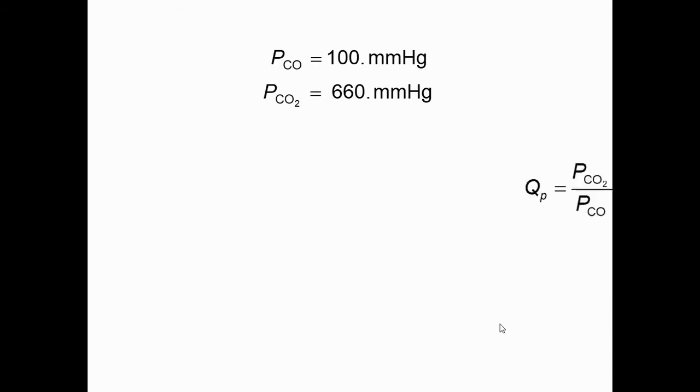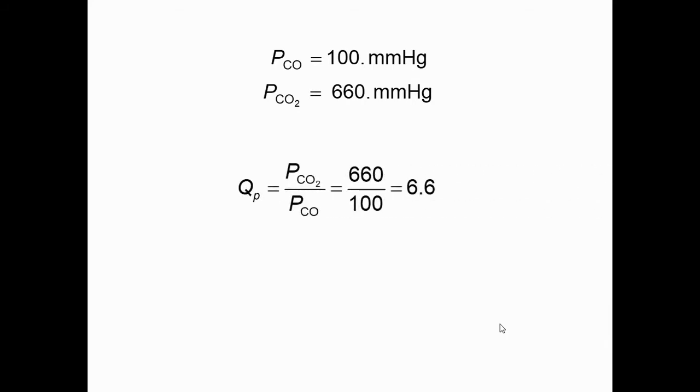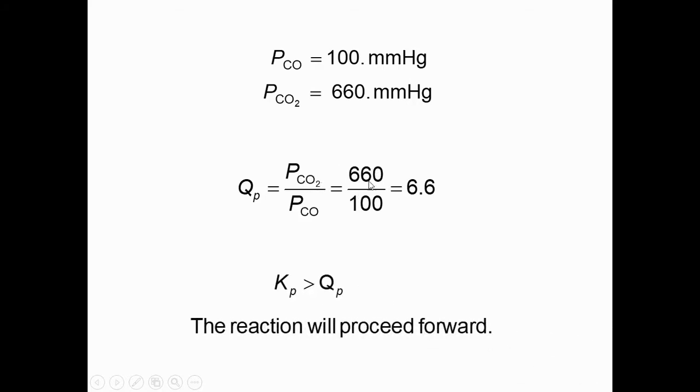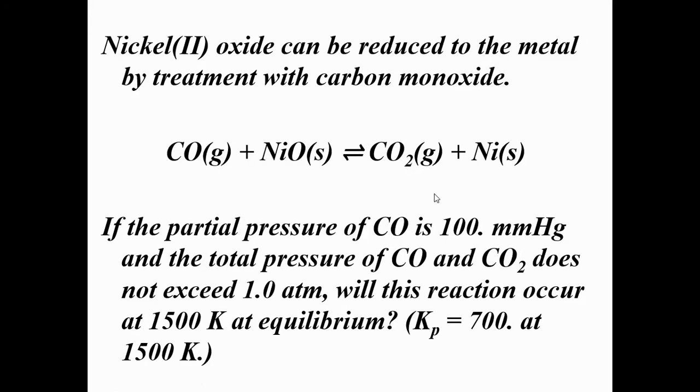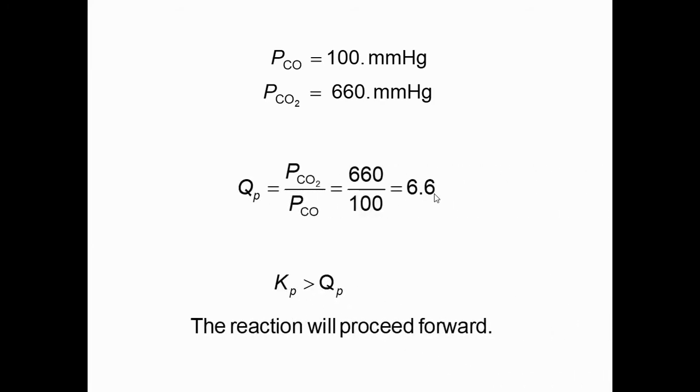Okay, so you're given some values and then you have to plug it into the equilibrium expression. So remember, you can use pressure units when you're plugging in to find where along the equilibrium you are. So here we're working with pressure. So we're going to put in CO2, our product, on top divided by a reactant, and we get 6.6, which as you can see is way less than the Kp that's given. So because it's way less, it's going to proceed to the product side.